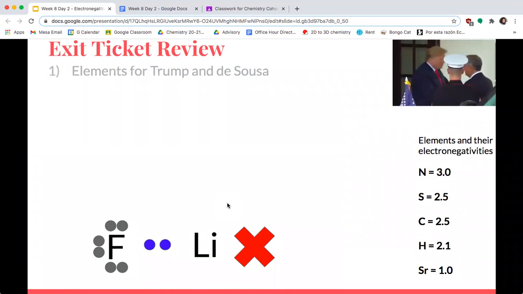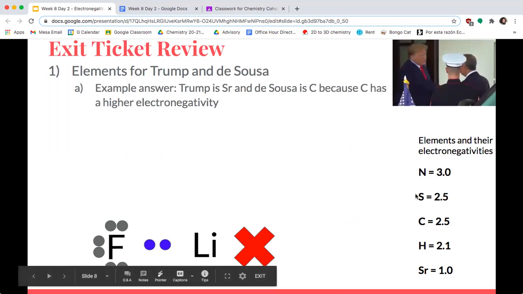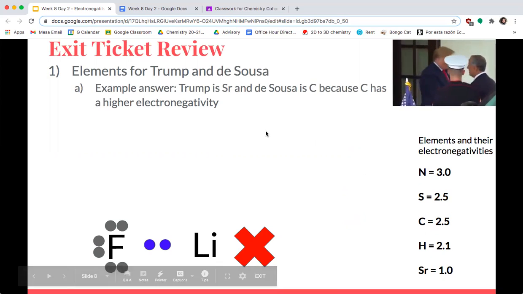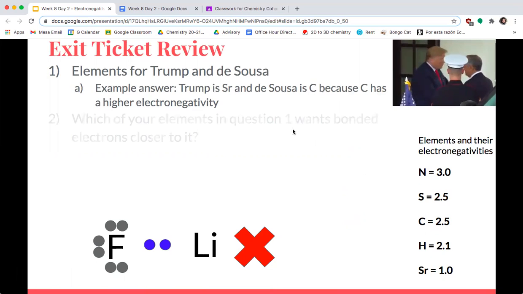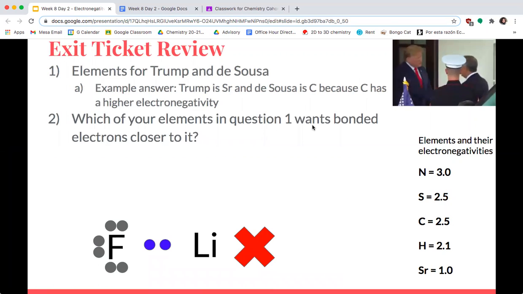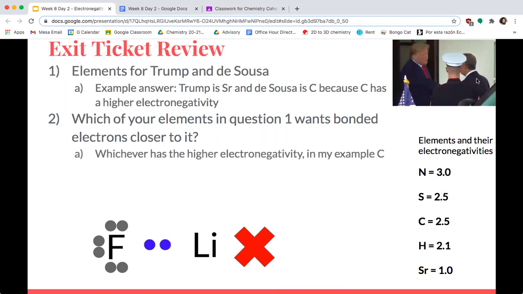All right, folks, an exit ticket review. An example answer using the elements that are listed over here. Trump is strontium, DeSouza is carbon, because carbon has a higher electronegativity. DeSouza pulls on the electrons closer to him, stronger electronegativity. Which of your elements in question 1 wants bonded electrons closer to it? Carbon, I just said that, has a higher electronegativity.